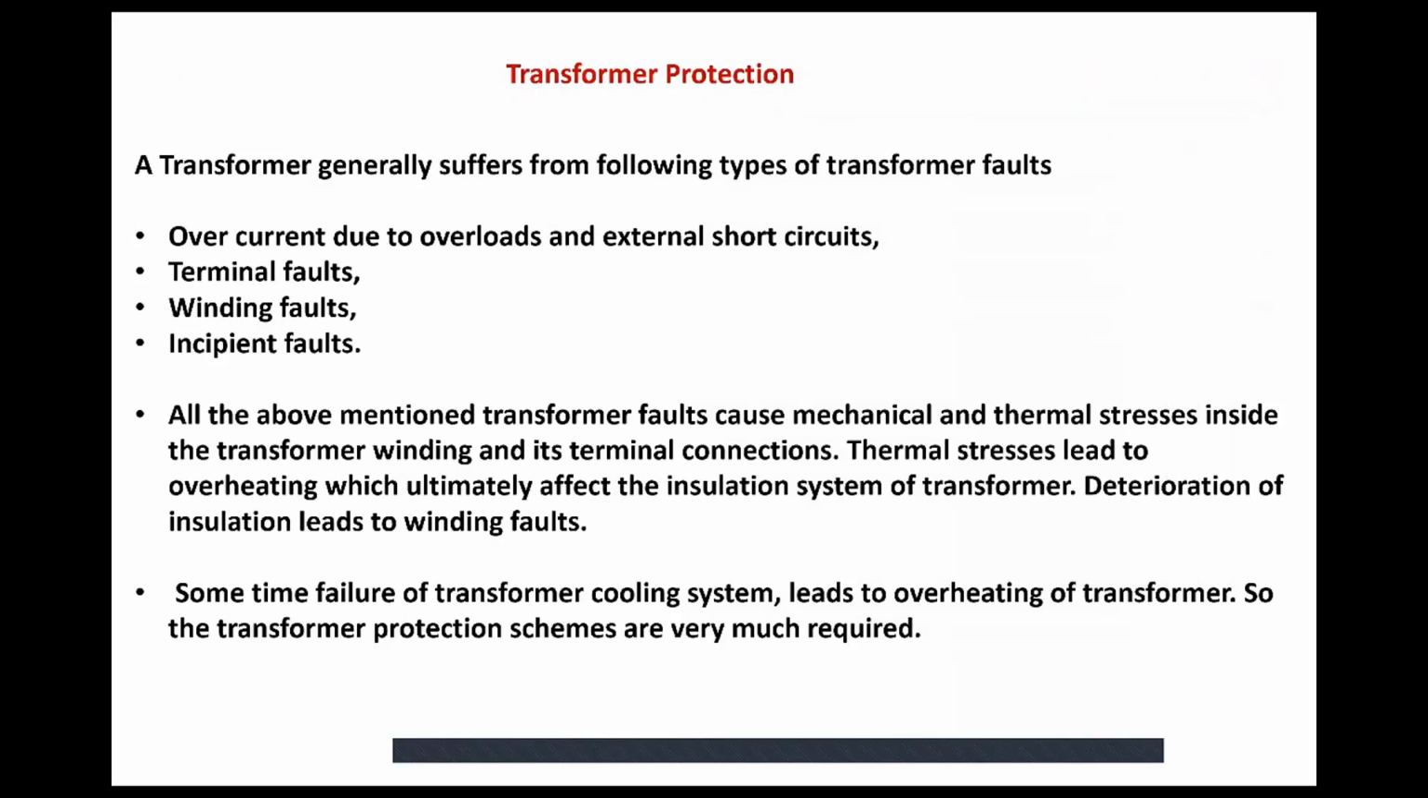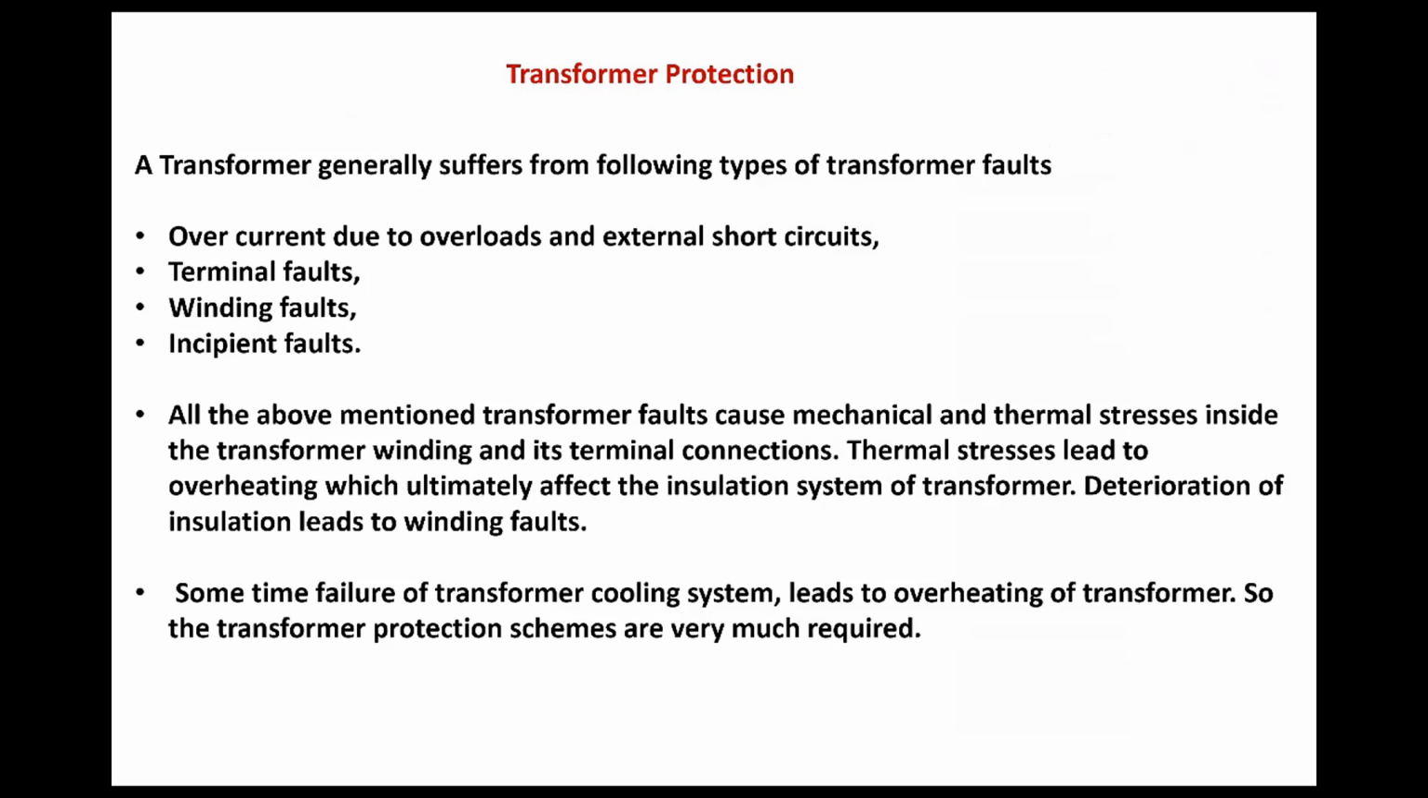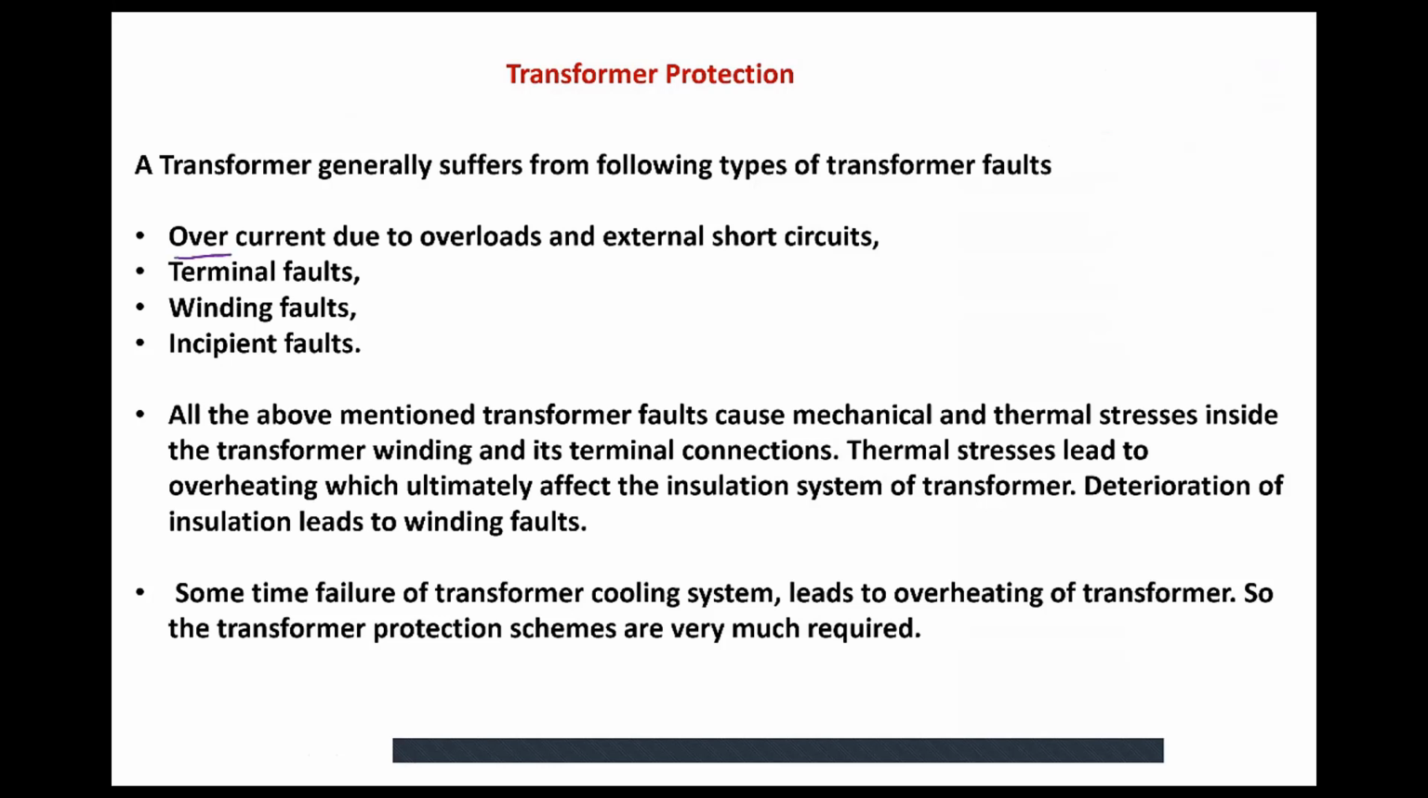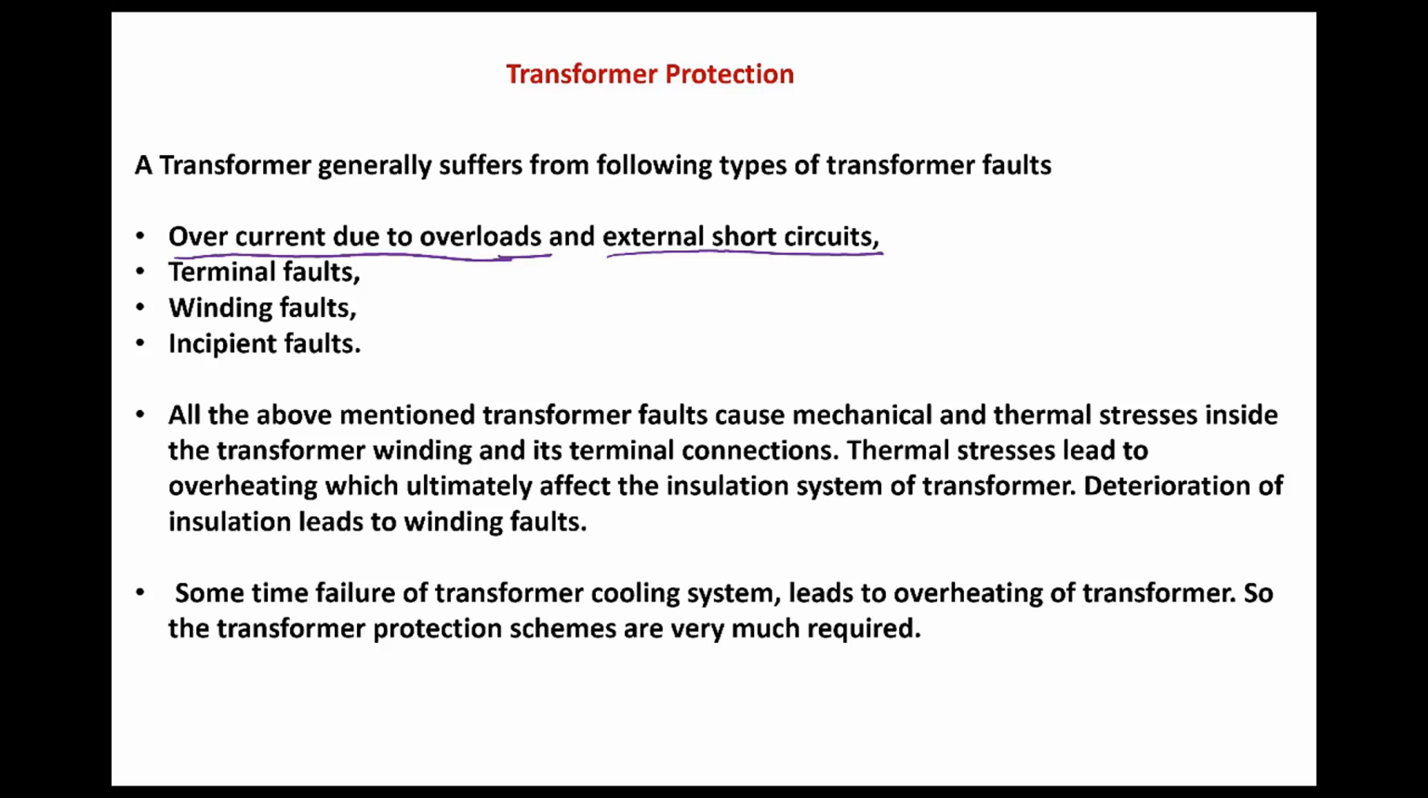The next is transformer protection. Generally the transformer suffers from the following types of faults. The first type of faults we encounter are overcurrents due to overloads and external short circuits. Overcurrent faults due to overloading of the transformer means when you load more than its capacity, it will definitely carry currents more than the rated currents. And external short circuits.